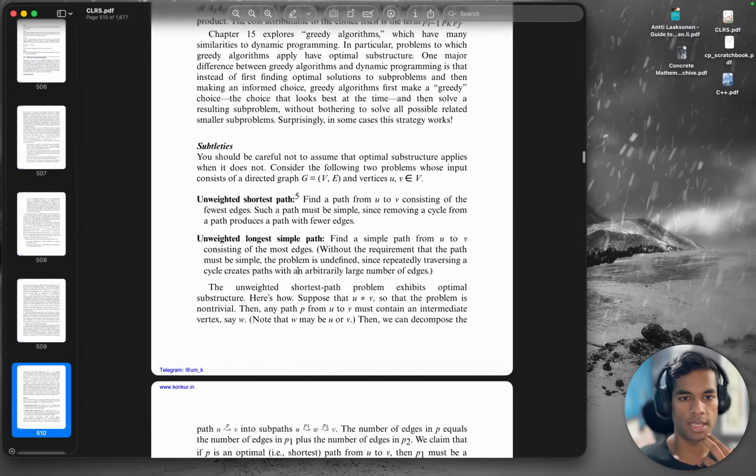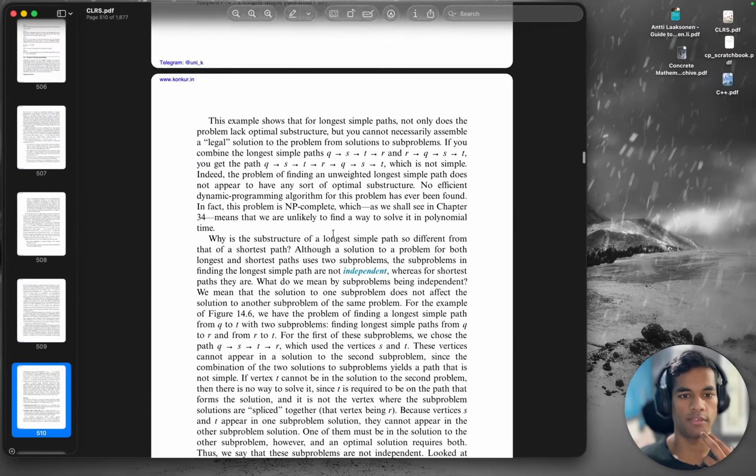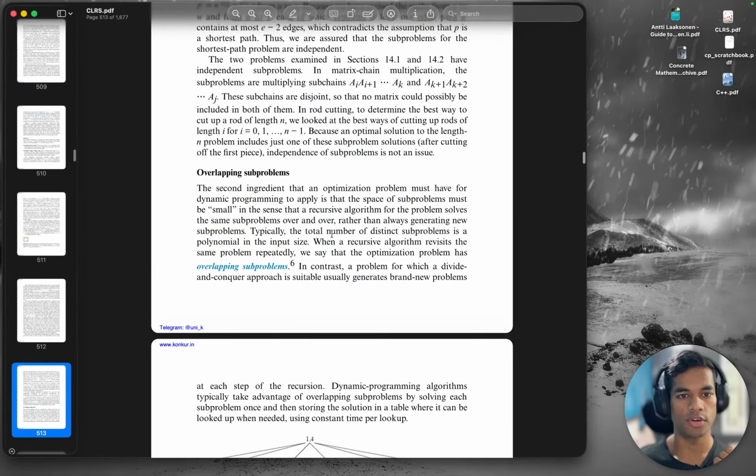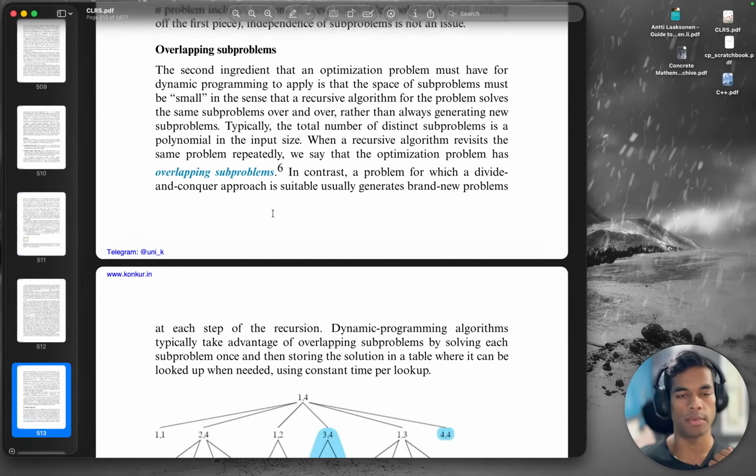Bottom up subtleties, that is fine. That is enough for optimal substructure. And now we can move on to overlapping problems.